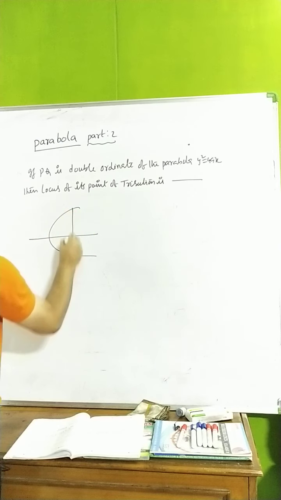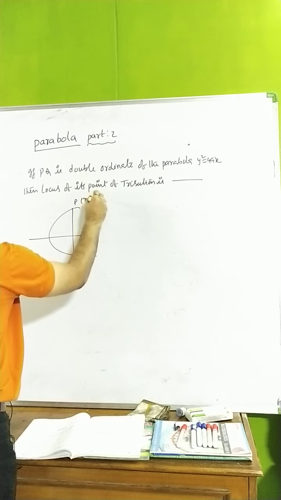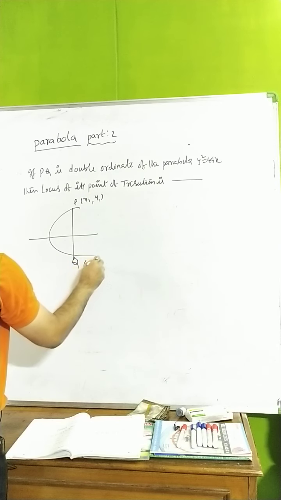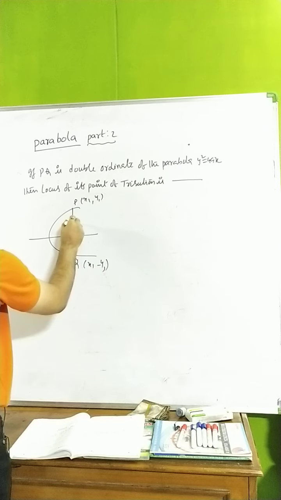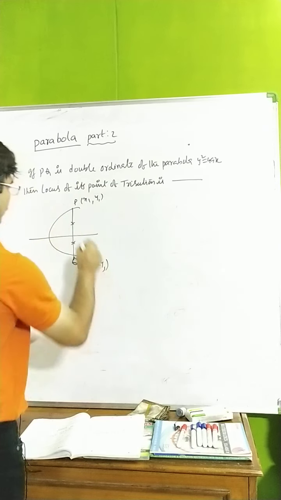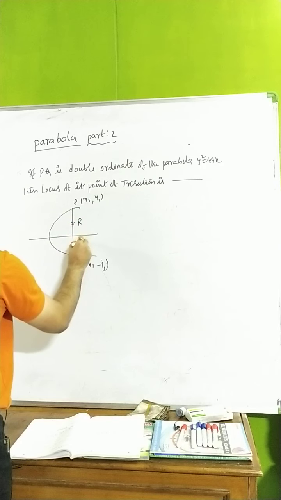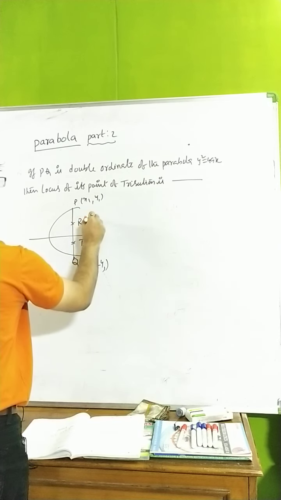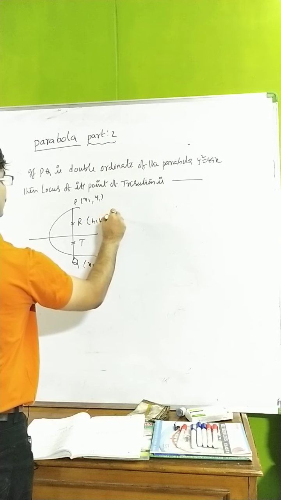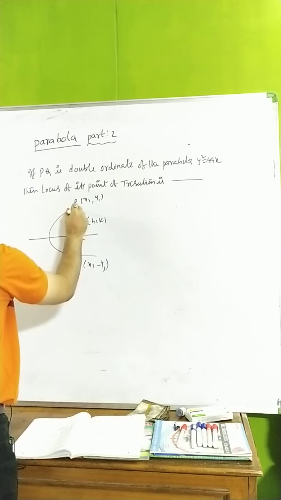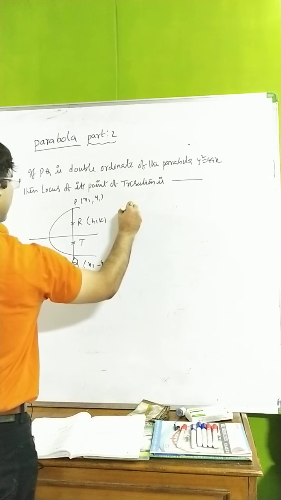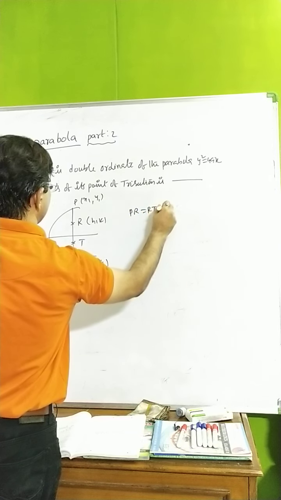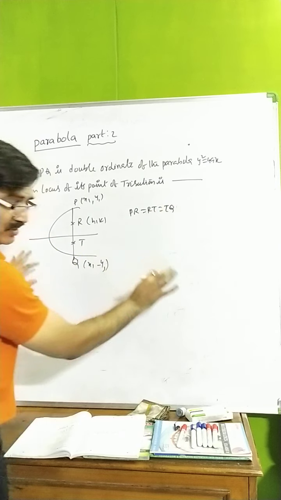So P is (x, y). I'll take x1, y1, and Q is x1, minus y1. R and T are the trisection points. Let us say that R is (h, k). This is an assumption. That means PR is equal to RT is equal to TQ, trisection points.